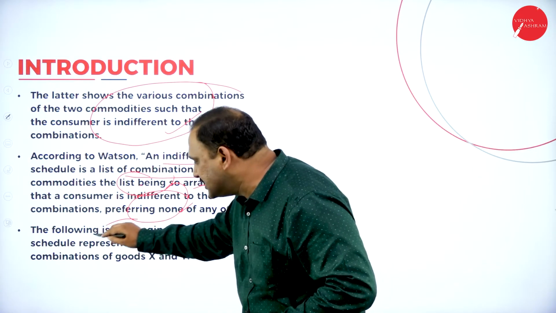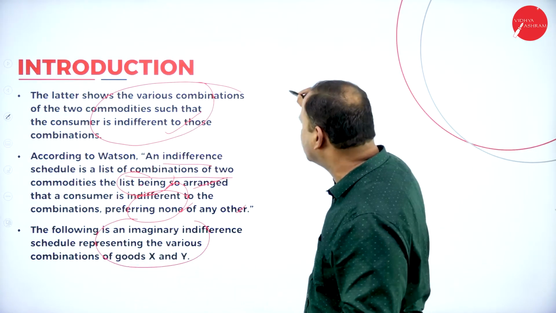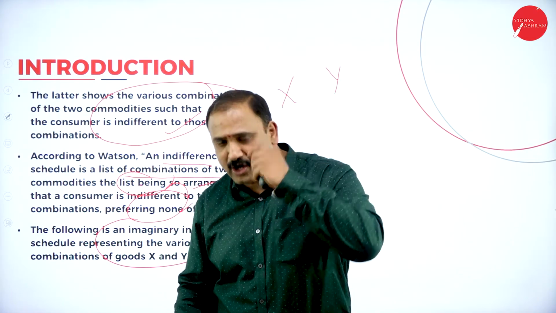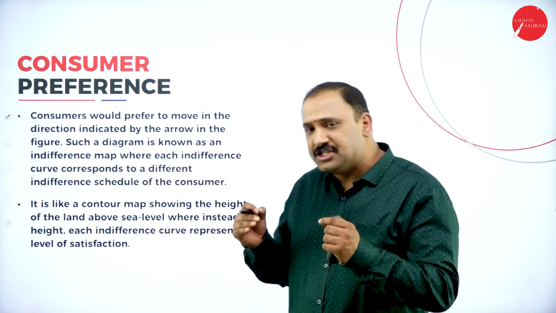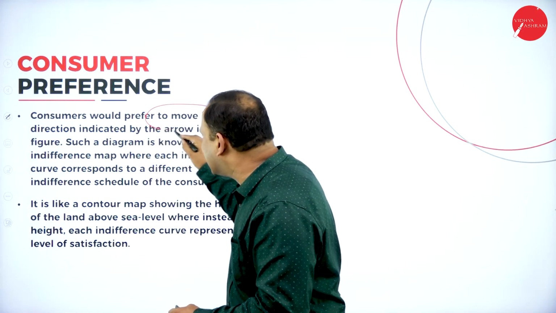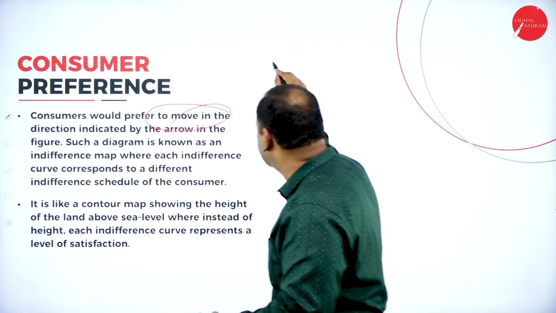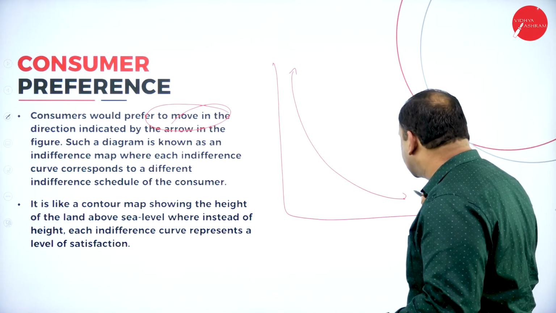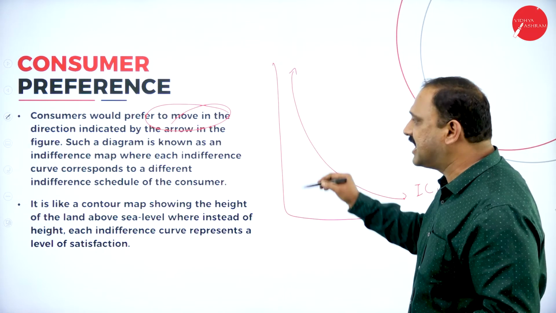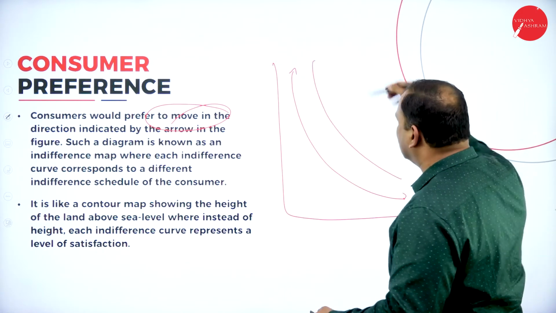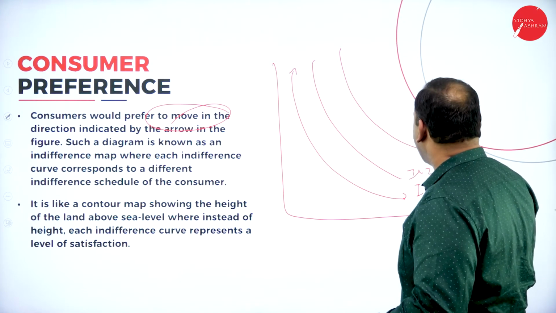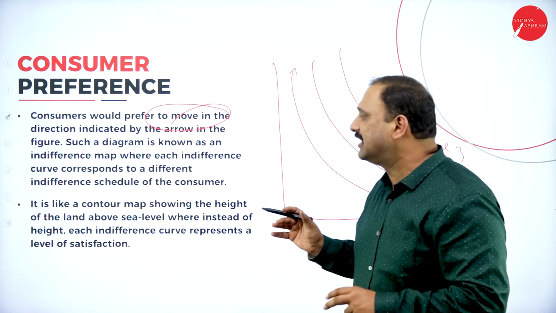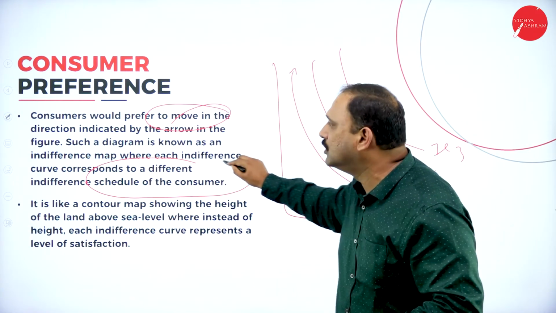The following is an imaginary schedule representing the factors. We are just going to use an imaginary schedule of X and Y and try to make you understand the indifference curve. Consumers would prefer to move in a direction indicated by the arrow in the figure. So let's go with the figure. Let's see that this is the indifference curve. The consumer will go along with this curve, IC1, indifference curve. Such a diagram is known as an indifference map. So you will get multiple indifference curves like this, IC2, IC3. You get multiple graphs shown all together, where each curve corresponds to a different schedule of the customer.